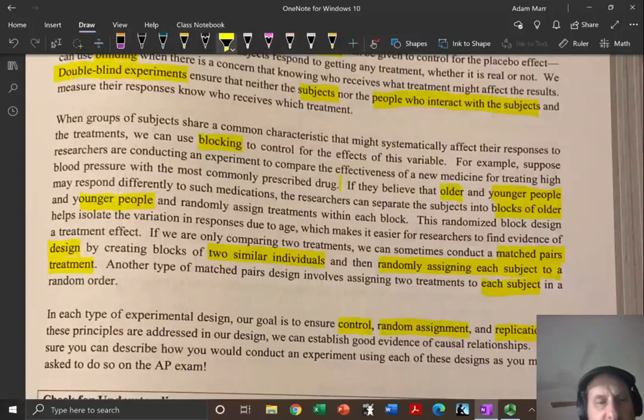And then if it was the second way, another type of matched pairs, how would I do that? Well, then each student would get both treatments. Okay, and that would be assigned in a random way.